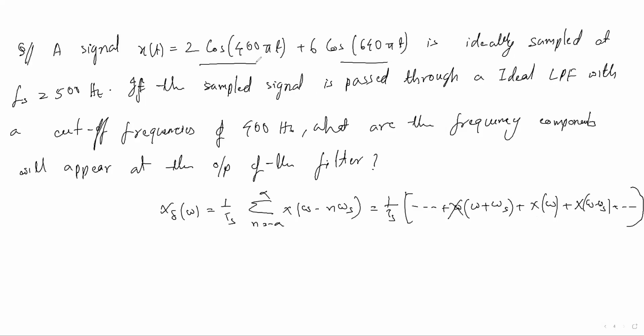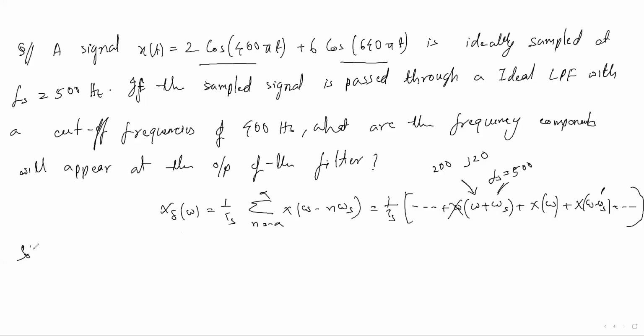So in this case, what is the value of omega s? You can write this signal in terms of f also. In terms of f, fs is given as 500. And the maximum omega is of the message signal. Here two frequencies are there, one is 200, another is 320. How can you write that?